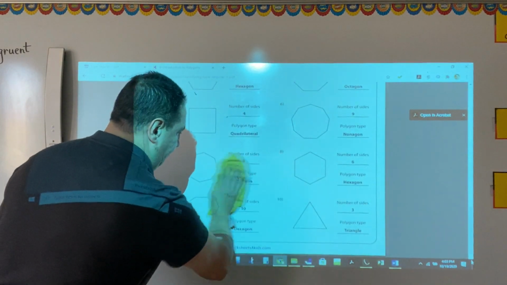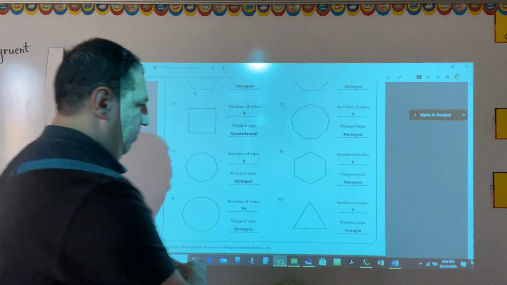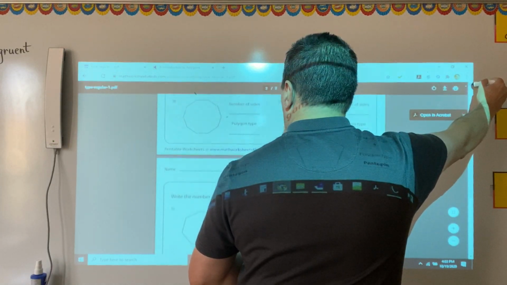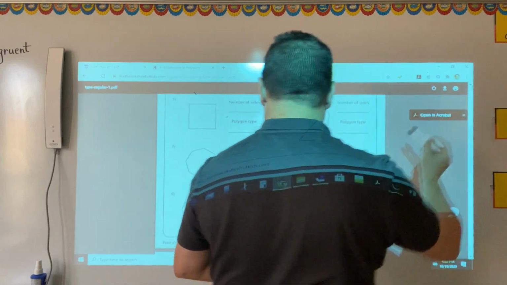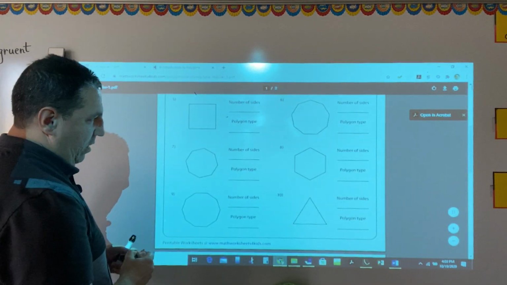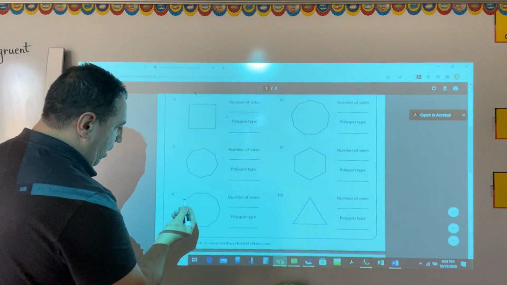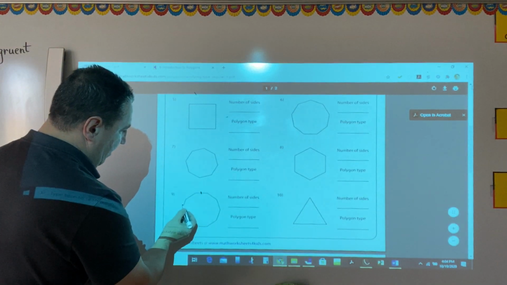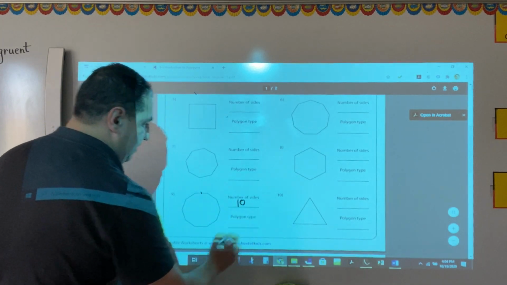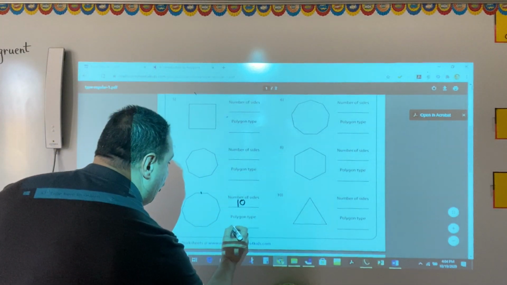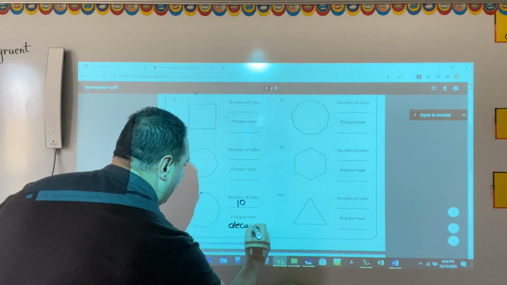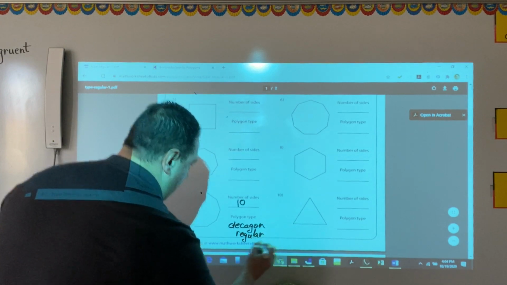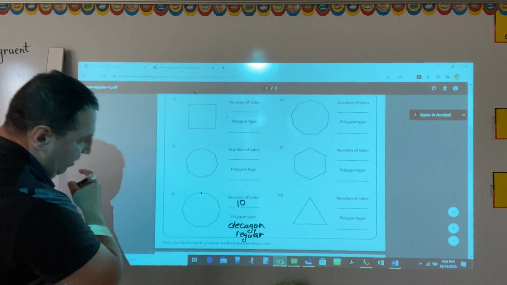And the last two. Here. We count 1, 2, 3, 4, 5, 6, 7, 8, 9, 10. You're going to have 10 sides, and the name is decagon. And is also regular, because all sides are the same, all angles are the same.